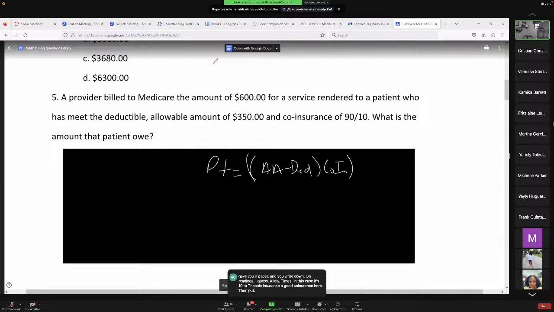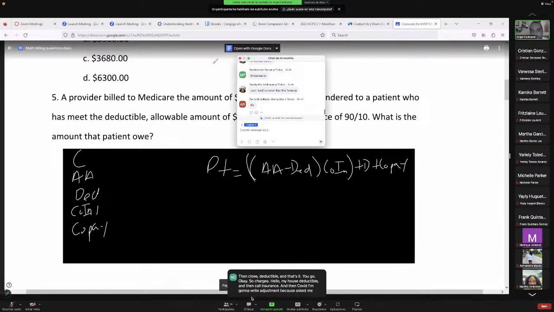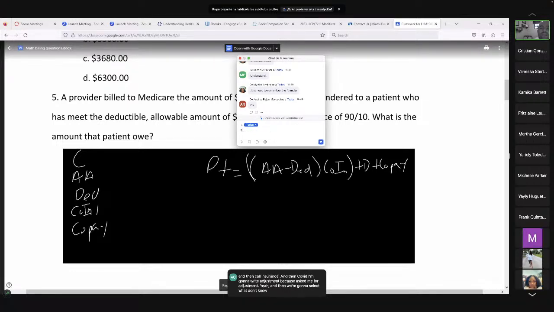Then plus deductible, plus copay. And that's it. You go, okay, so charges, allowed amounts, deductible, and then coinsurance, and then copay. I'm gonna write adjustment because it's asking me for adjustment. And then we're gonna select what the numbers are. You have that number, you have this number, you have this number.